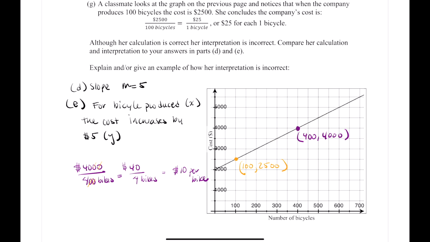Well, what your classmate found wasn't actually a rate of change. For a rate of change, you need to actually find 2 points like we did and find the difference in y, and then find the difference in x. And that will give you an actual slope. What your classmate found is the fixed cost here. So if the company were to only produce 100 bikes, then it would cost them $25 per bicycle.